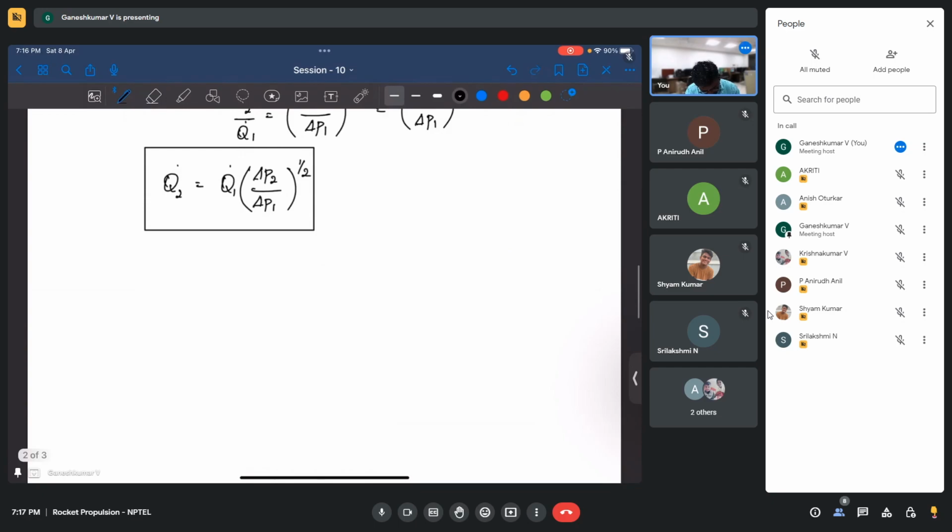So let's substitute all the values we have. What is q dot 1? Okay, we didn't calculate q dot 1. Did we calculate? No, m dot is given. How do we calculate q dot 1? What is q dot 1? Given is just mass flow rate and density. What is volume flow rate?